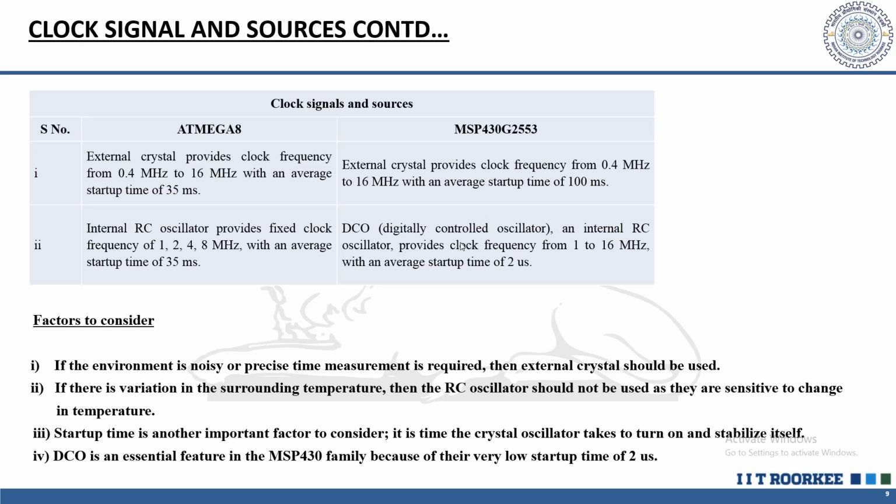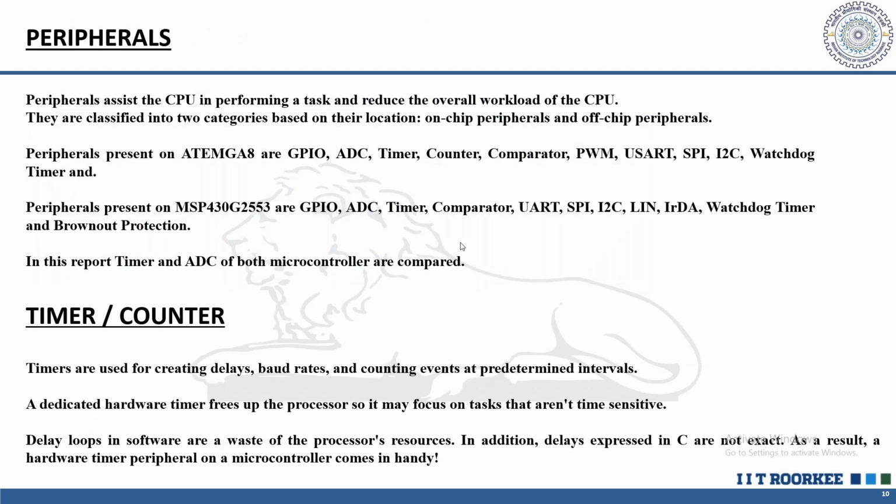Now factors to consider: if the environment is noisy or precise time measurement is required, then an external crystal should be used. If there is variation in the surrounding temperature, then an RC oscillator should not be used. Startup time is another important factor to consider. It is the time the crystal oscillator takes to turn on and stabilize itself. DCO is an essential feature in the MSP430 family because of its very low startup time of 2 microseconds.